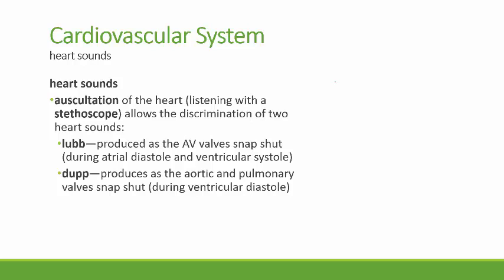as the aortic valves are closing toward the end of ventricular systole, as the ventricles are relaxing into diastole. So lub is the AV valves closing, dup is the pulmonary and aortic valves closing.